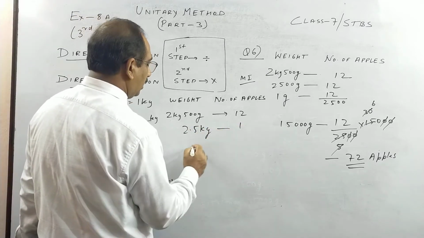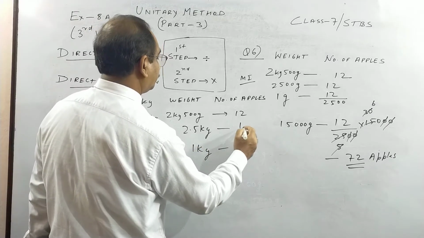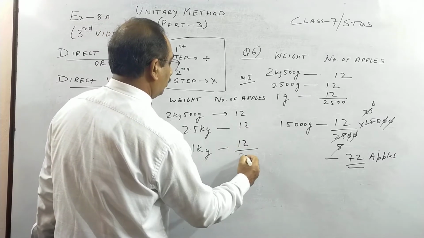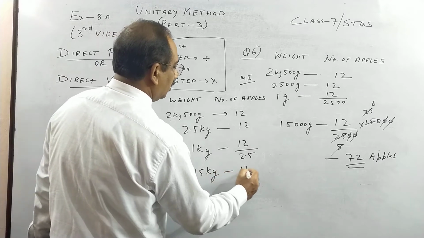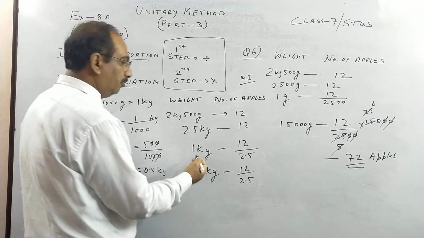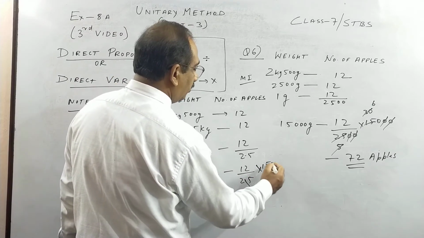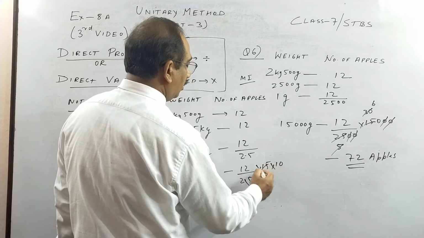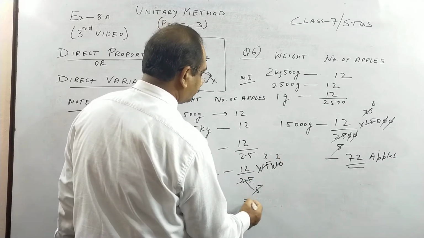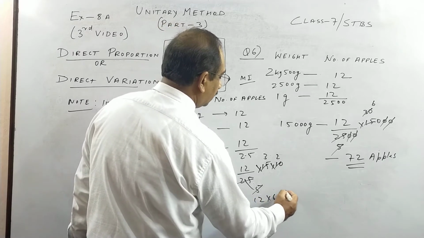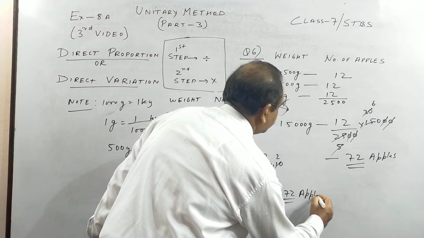1 apple, 1 kg is 12 by 2.5 apples. Therefore 15 kg is 1 kg less, division, 15 kg more. And when you remove this, 10 will go up. If you cancel, 3 5s are 15, 5 2s are 10. So we get 72 apples over here also.